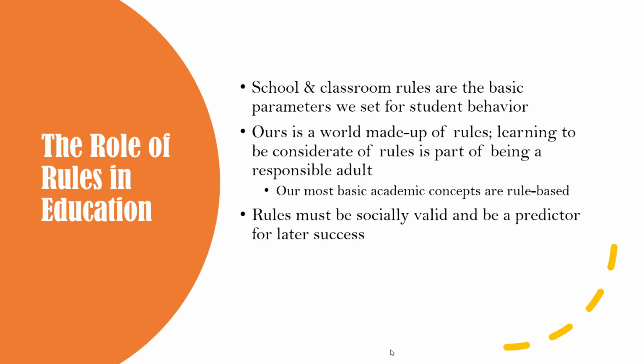You really need to make sure that the rules in your classroom are socially valid and can be a predictor for later success. So you don't have a rule just because a certain behavior annoys you or because you don't want the students to engage in a certain behavior. You have a rule because learning to follow that rule is something they can take with them into the real world, and it's what we call socially valid, and it can help them be successful in the real world.